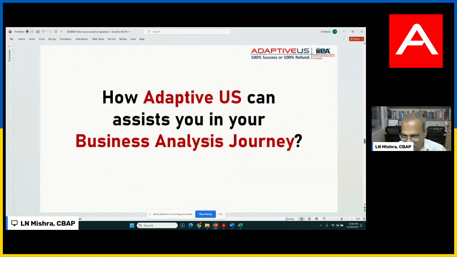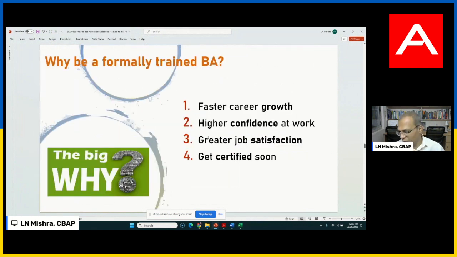So coming back a little bit to adaptive, which I trust all of you know. I always believe, and we have seen this hundreds of times, when you are trained, you have much higher confidence at work. You also get a better salary benefit if you apply for a new job, and even within the same company, you can ask for a higher pay when you are far more competent.